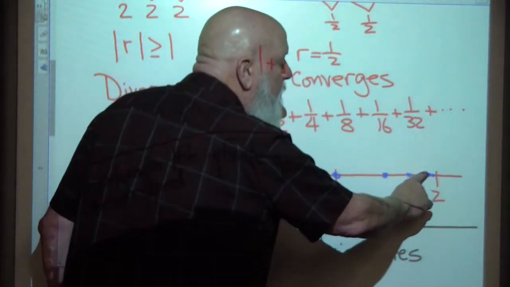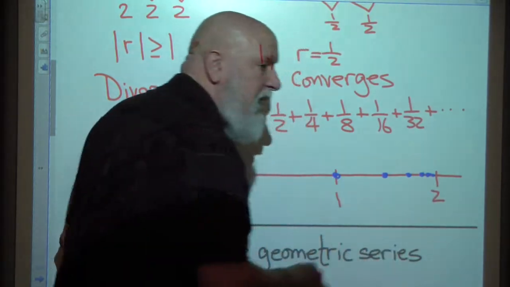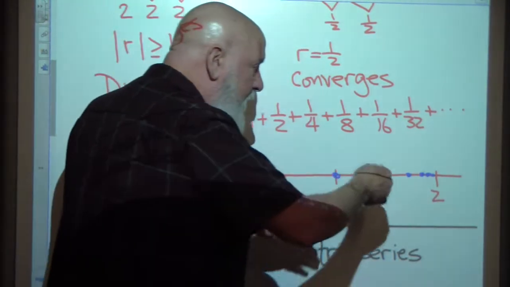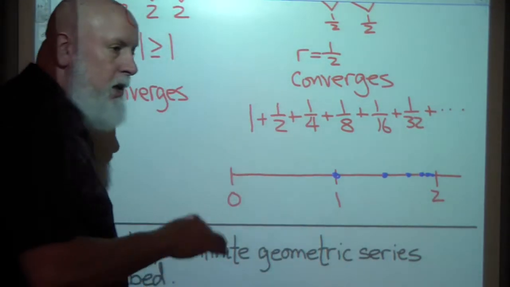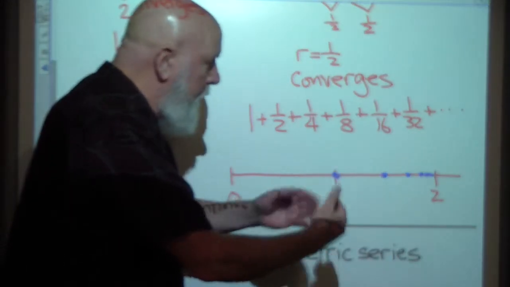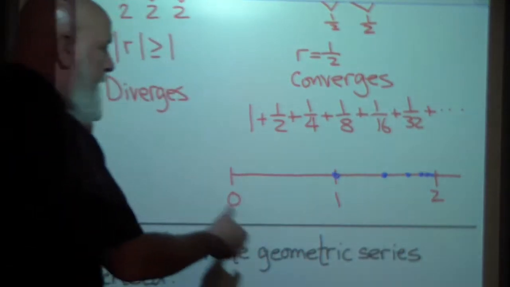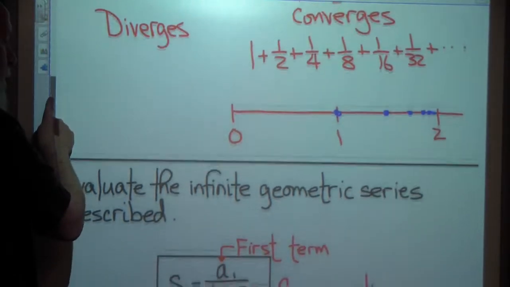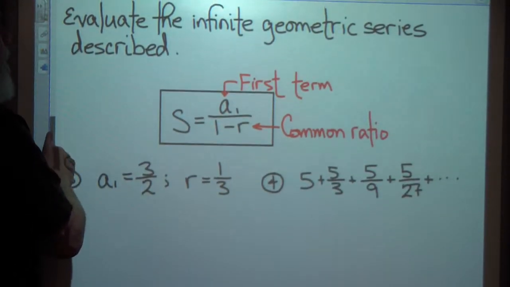It gets infinitely closer and closer and closer to a specific number. It'll never quite reach it. But when we take the limit of what it's approaching, that's what we call the sum. That's how we define the infinite sum. So let's take a look at how we do this.